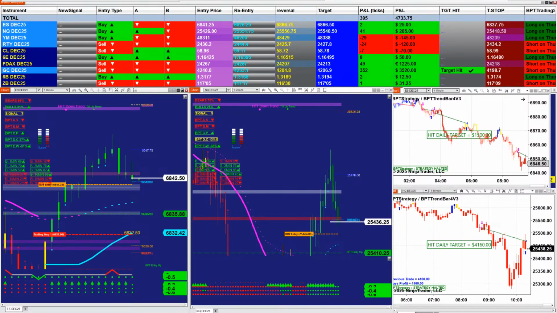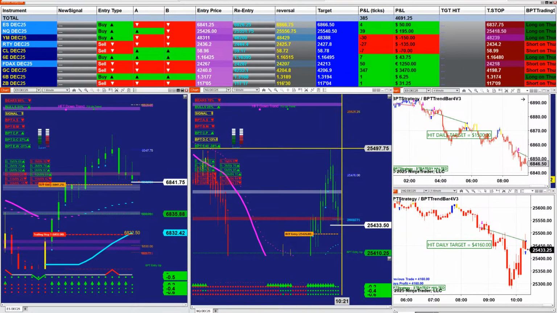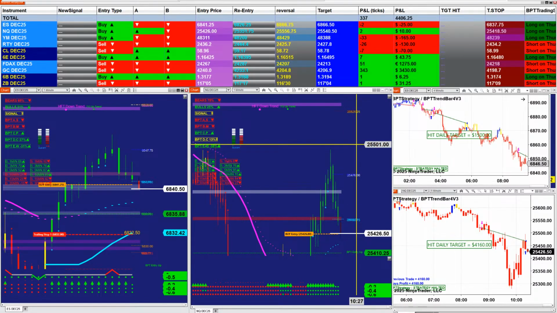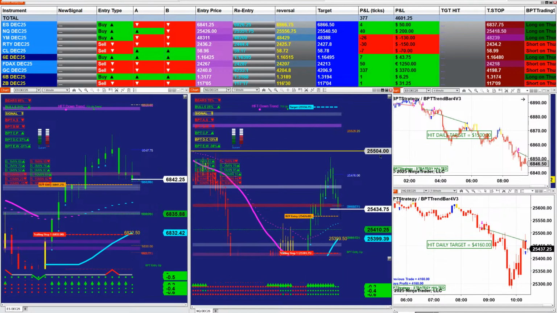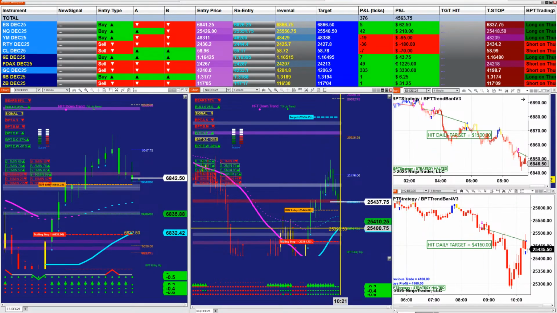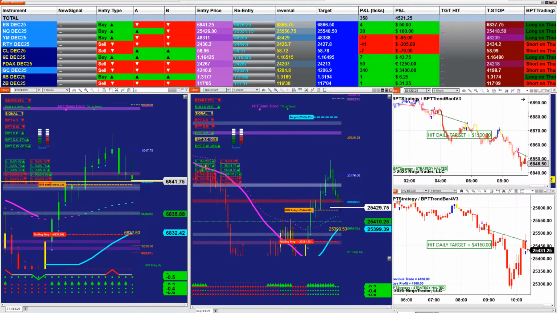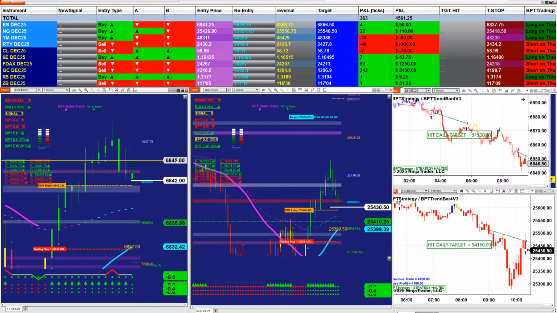The Nasdaq came into the projection, and now it disappeared at 25,000. So now the market, the re-entry again on the Nasdaq is 25,401. The ES has no clear entry yet.